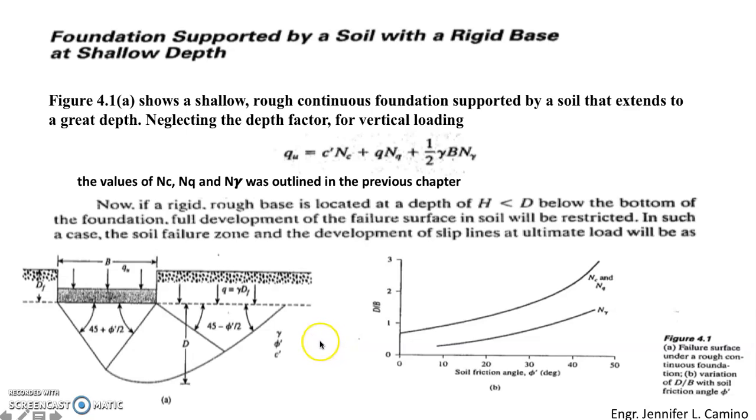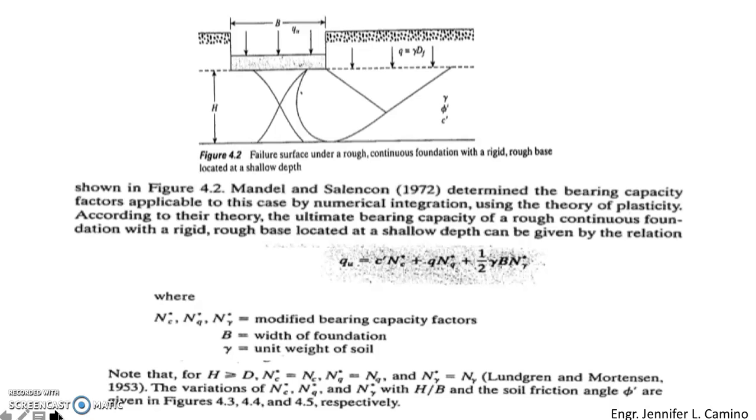In such case, the soil failure zone and the development of slip lines at ultimate load will be as shown in our figure. This is a figure showing the failure surface under a rough continuous foundation with a rigid rough base located at shallow depth, meaning to say you have constructed a foundation at a shallow depth, and this is the formation of the failure surface under a rough continuous foundation.